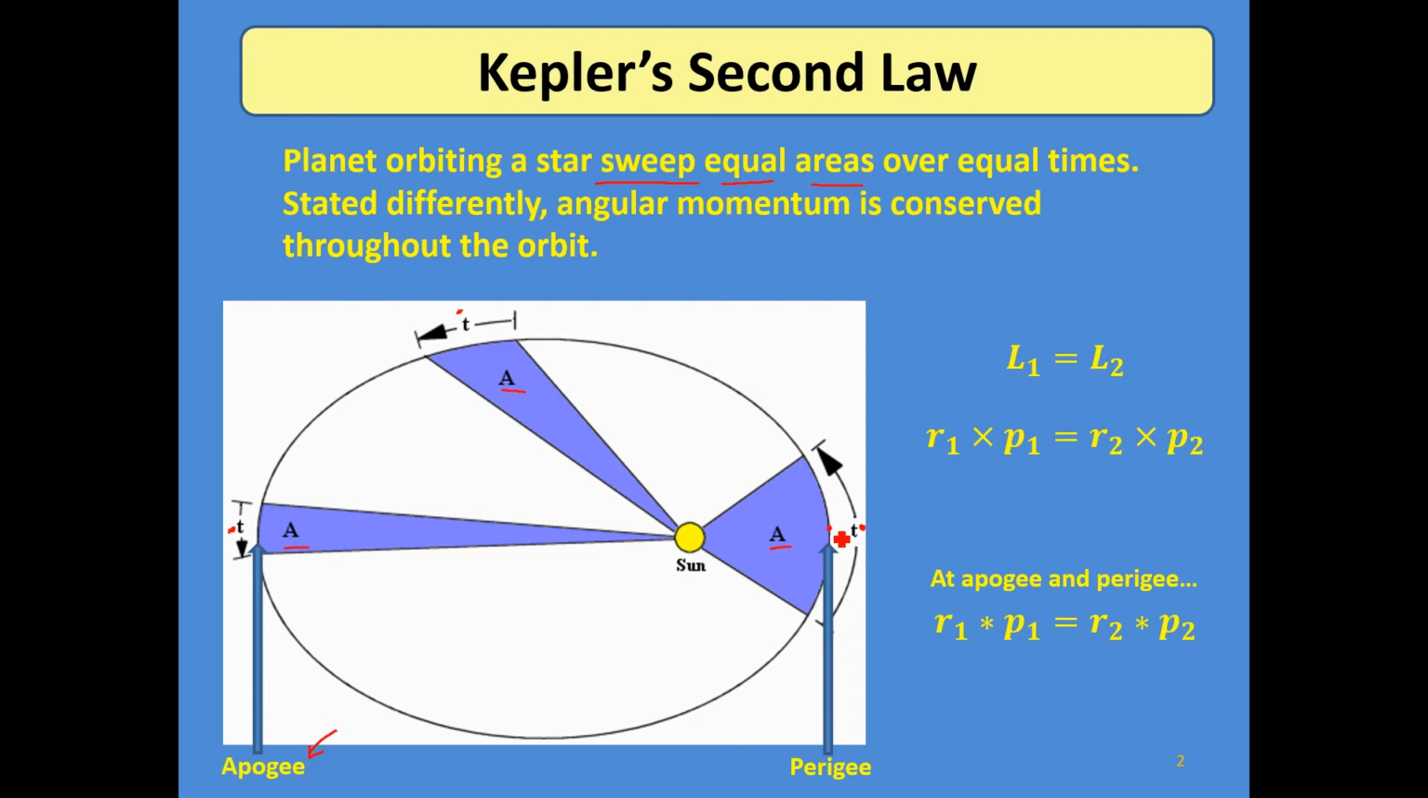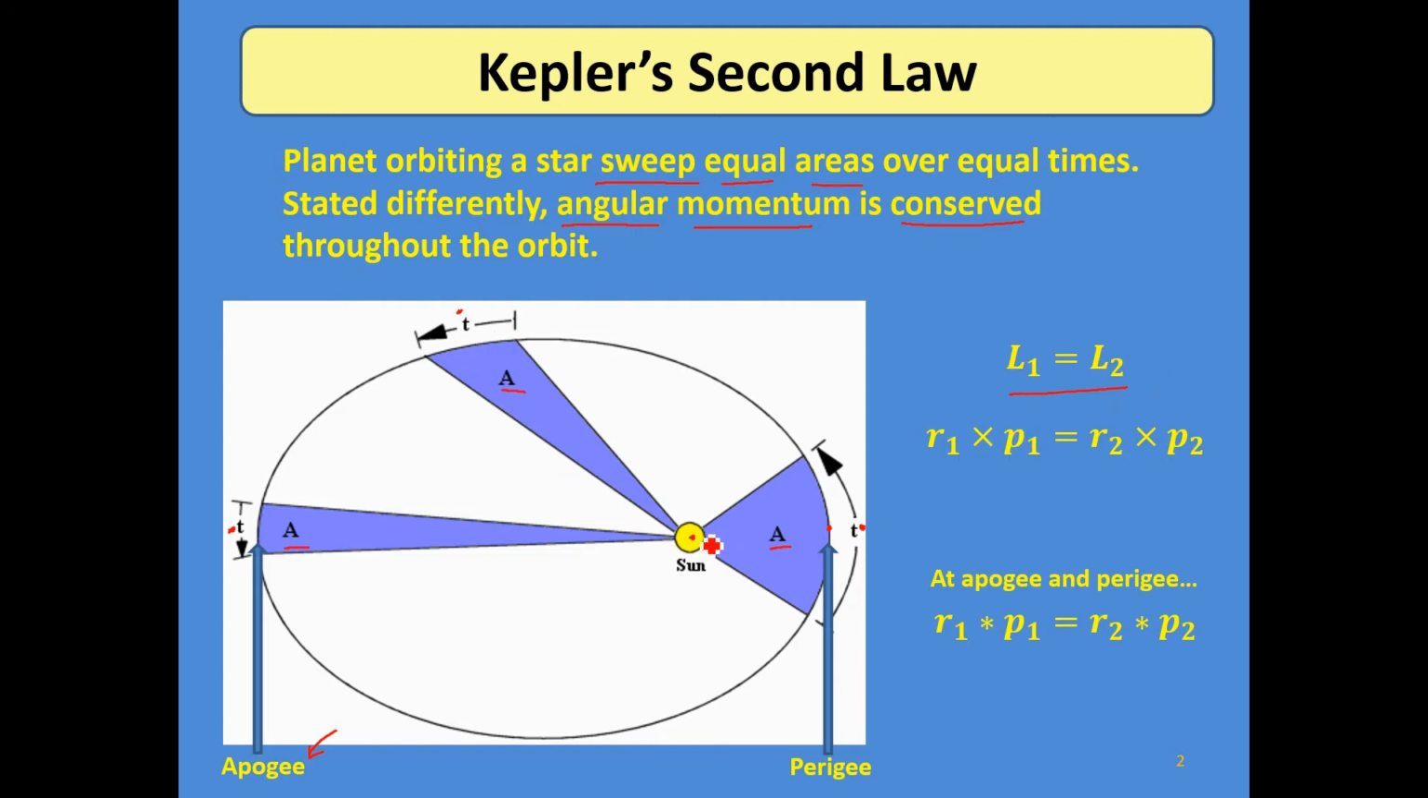Okay? And the easiest way I have found to understand this second law is this right here. Angular momentum is conserved. So regardless of where you are on this ellipse, remember Kepler's first law, the angular momentum of that satellite about the star that it's orbiting will always be the same. And so angular momentum here is the same as angular momentum here is the same as angular momentum here. L1 will equal L2 at apogee and perigee, at anywhere.